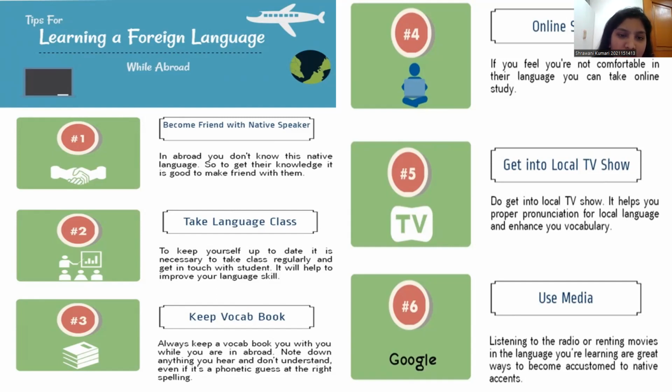If you are talking with native Koreans, you can get an idea about pronunciation and phrases. All these things you can learn from your friends who are native Koreans. And the second one is to take a language class to keep yourself up to date. It is necessary to take classes regularly and get in touch with the students. It will help to improve your language skill. So for learning a language, it is very important to take a language class.